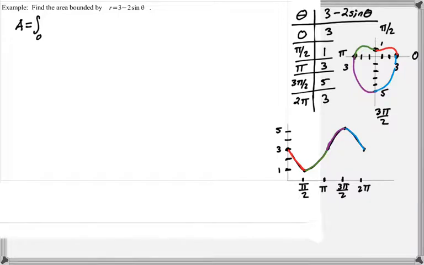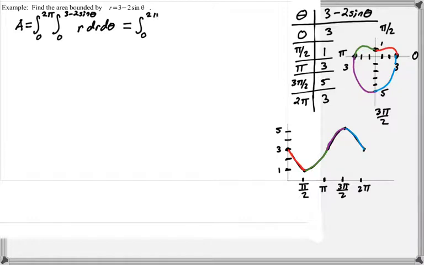Anyways, so we're going to do an area, and we're going to find it using a double integral. So I'm going to go from 0 to 2 pi. That's how long it takes for this thing to repeat itself. And then we're going to do the integral from 0 to the r function, which is 3 minus 2 sine of theta. And then we have r dr d theta. And then we're going to go ahead and integrate that.